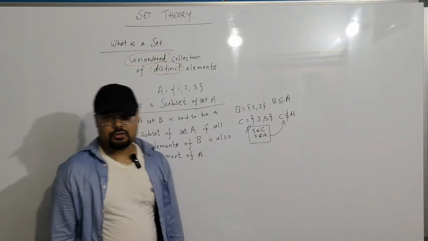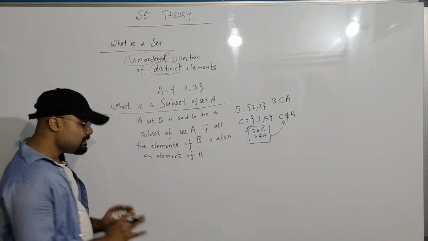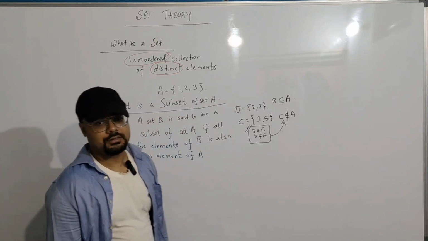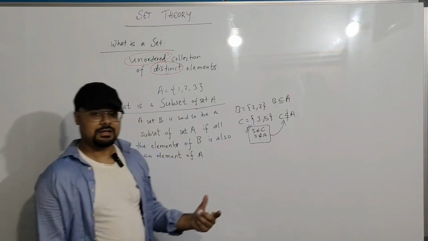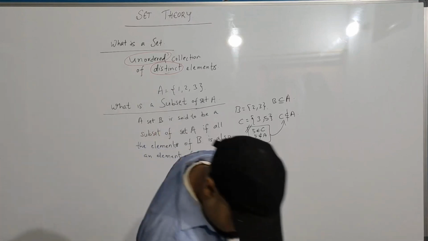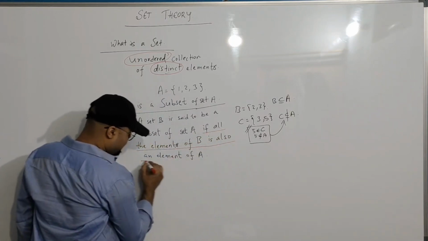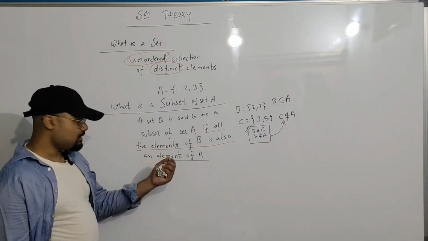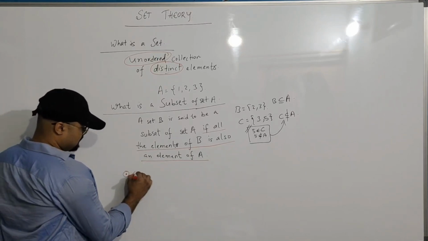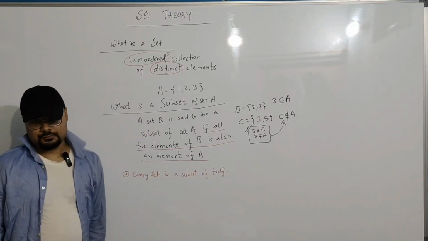If a set is given to you and you are asked to form a subset from this set, you know that the elements of the subset have to come from A only. And from the definition of a subset, the set A is a subset of itself. If all the elements of B are also elements of A, then definitely all the elements of A are elements of A. So every set is a subset of itself.